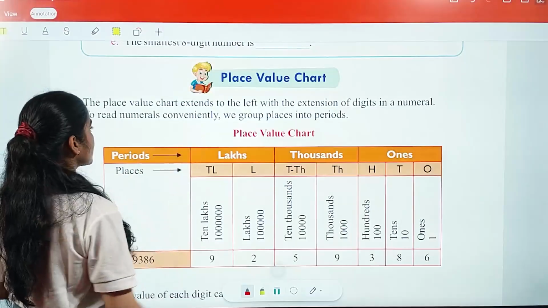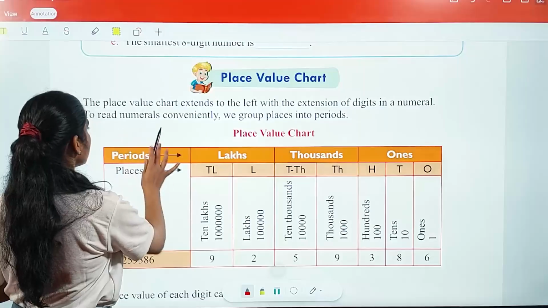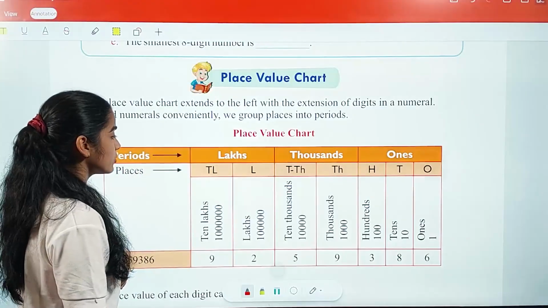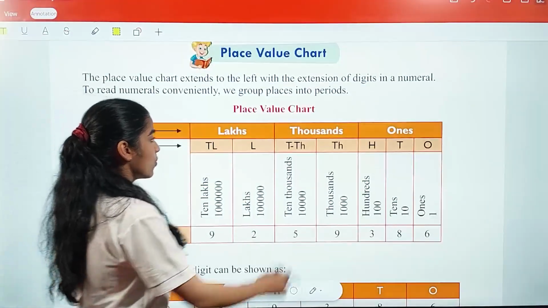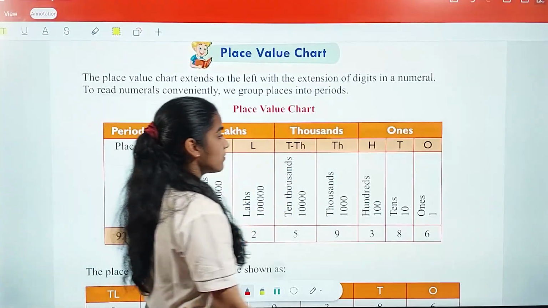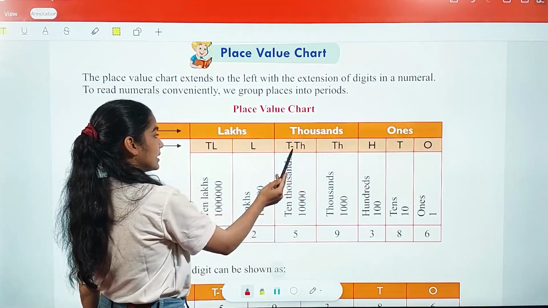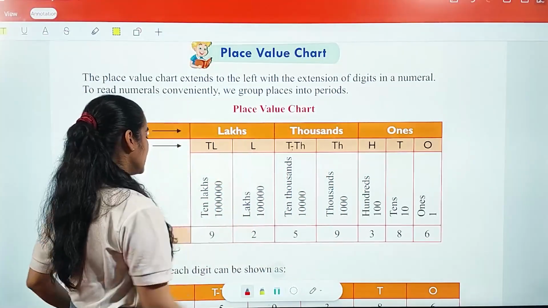The place value chart extends to the left with the extension of digits in a numeral. To read numerals conveniently, we group places into periods. So these are the groups: ones, thousands and lakhs. In ones we have ones, tens, 100. In thousands we have 1,000 and 10,000. In lakhs we have lakh and 10 lakh.